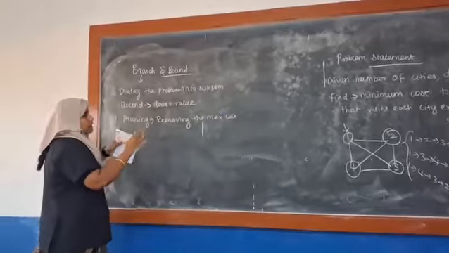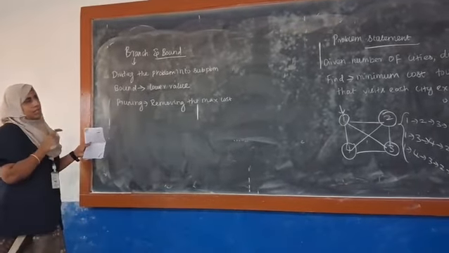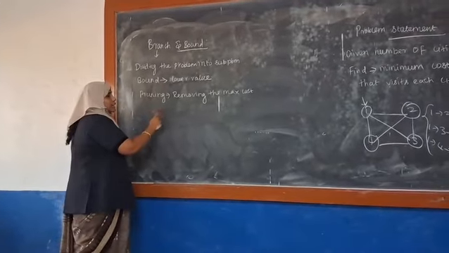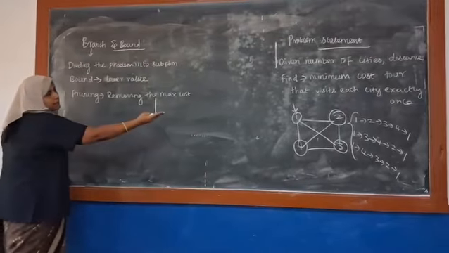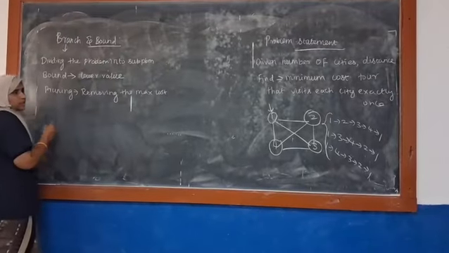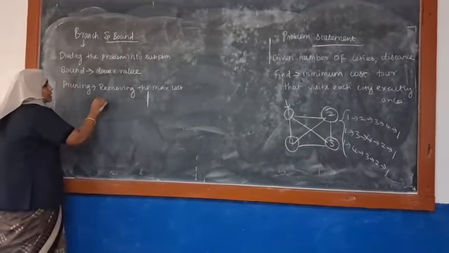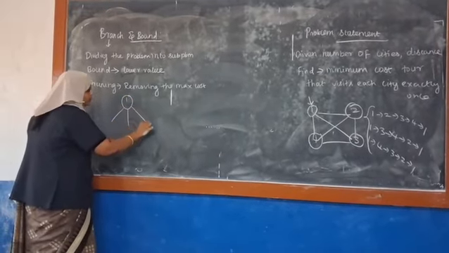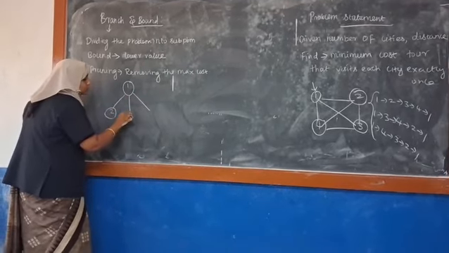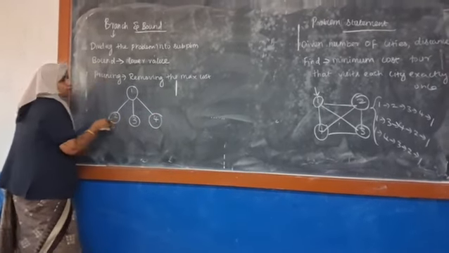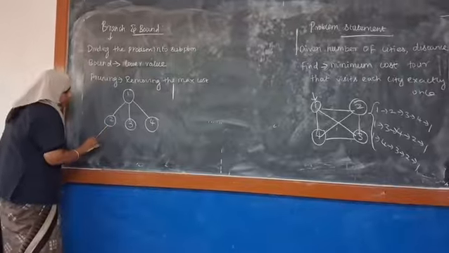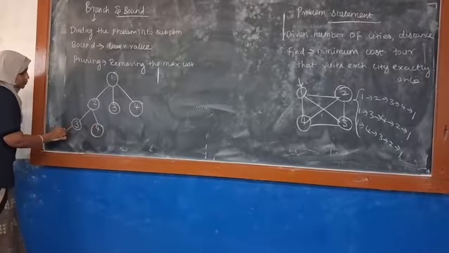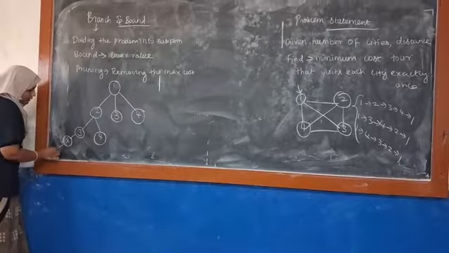For example, we will construct the state space tree by using this branch and bound technique. We will take that particular graph and draw the state space tree. The starting vertex is 1. From that vertex, where can we go? We can go to vertex 2, 3 and 4. From 2, where can we go? We can go to 3 and 4. From 3, where can we go? We can go to 4. And from 4, we can go to 1.